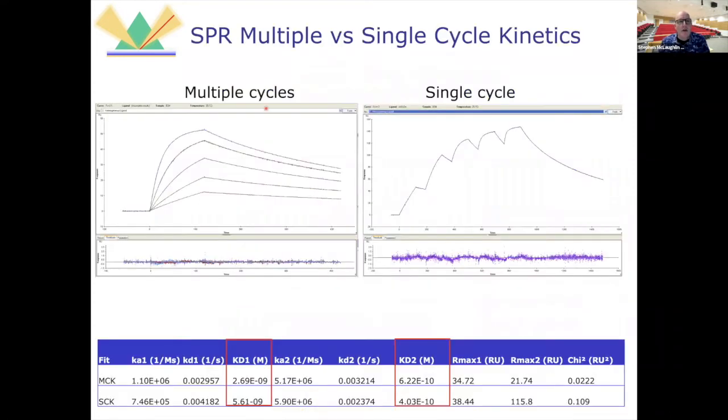Okay, so for single cycle kinetics, instead of, say, doing a whole load of different concentrations and regenerating in between, what you do is a series of injections of increasing concentrations of analyte, and then only dissociate at the very, very end. And in this test example here, between multi-cycle kinetics and single cycle kinetics, we essentially end up with the same kind of biphasic KDs.